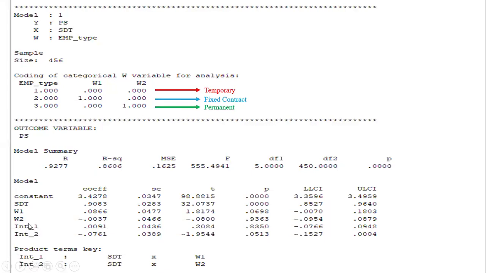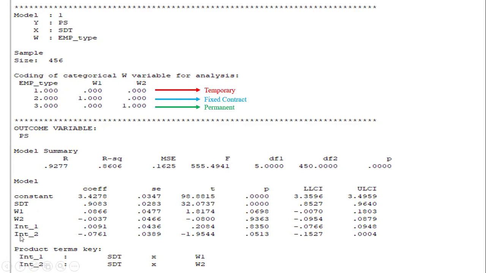So the first interaction term, the interaction between W1 and SGT, it means the interaction of your fixed contract employees and your SGT, short duration training. It means we have considered the first category, which is temporary, as a reference category. So their results do not appear here. So the first interaction term indicates a positive but insignificant impact. You can see over here the p value is not significant, neither is the t value significant. So the first interaction term is not moderating the impact of SGT on PS.